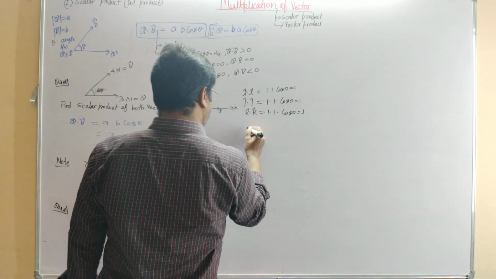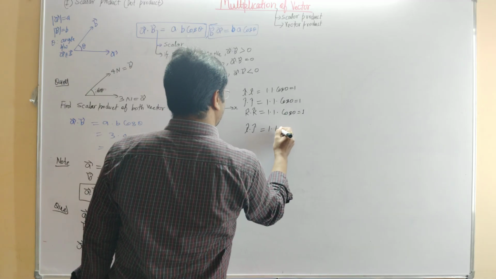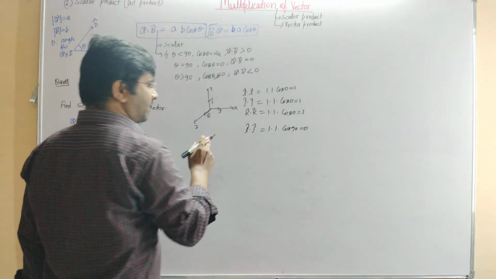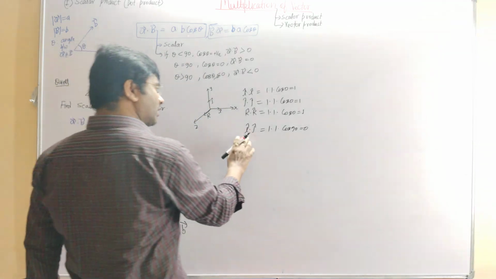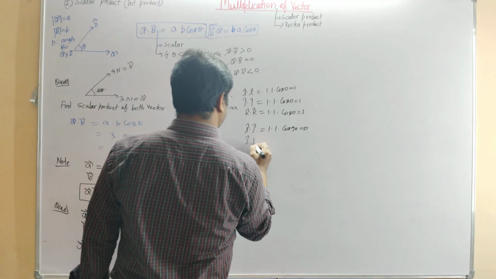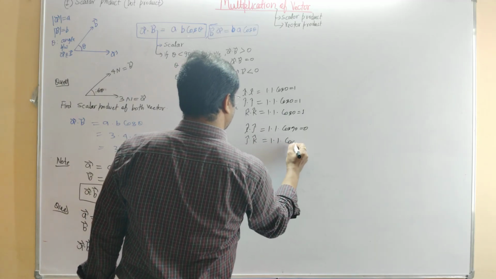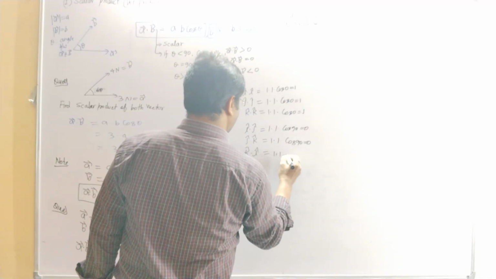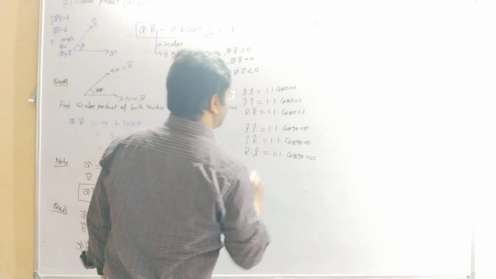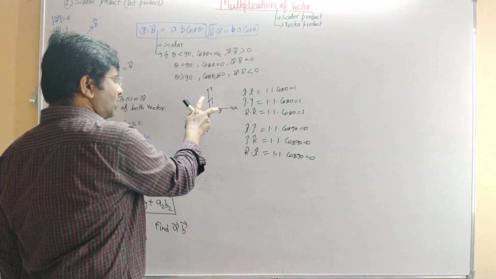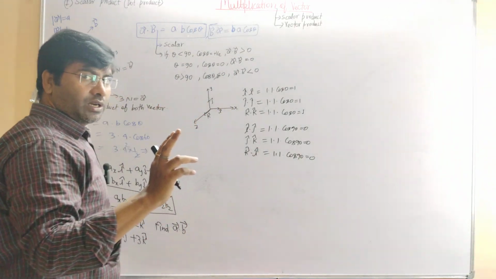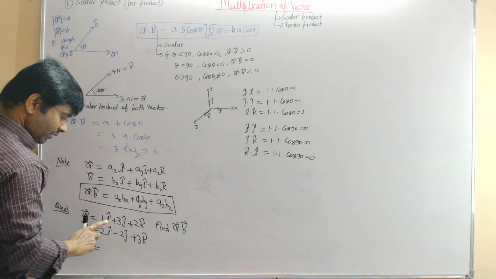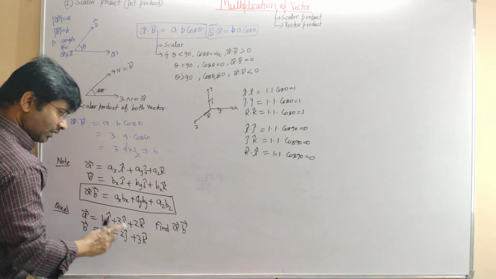But if I take i dot j, it will be 1 into 1 into cos 90, which is 0. Similarly, any two mutually perpendicular unit vectors will have a dot product of 0. So j dot k is 1 into 1 into cos 90, which is 0. k dot i is also 1 into 1 into cos 90, equal to 0. Any two perpendicular unit vectors have a dot product of 0.